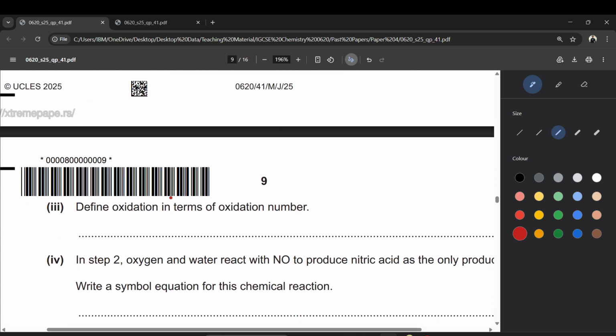Number 3, define oxidation in terms of oxidation number. Oxidation basically has 3 types of definition. Oxidation is loss of electrons, that you remember by OIL RIG. Second is gain of oxygen, which is also called oxidation. The third one is increase in oxidation number. So I'm going to say oxidation is the increase in oxidation number.